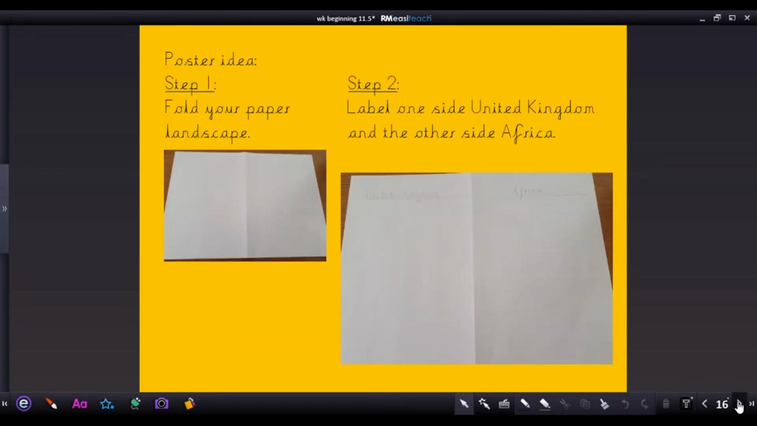For what I did, I chose to make a poster. For step 1, I put my paper landscape or long ways. I folded it in half, I made a crease, and I opened it back up again so that I had 2 sides. Then I labelled one side United Kingdom. You can see that I used a ruler to make a line to keep it tidy. And on the other side, I wrote the name Africa. I used capital letters for both because they're proper nouns.